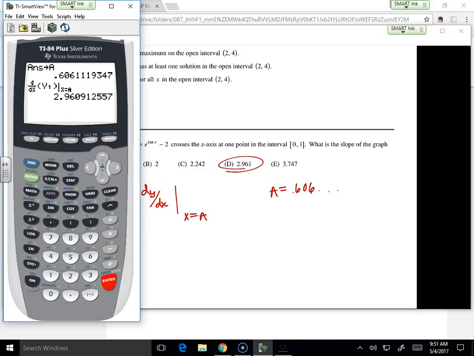Not too bad, we just have to be able to use our calculators and notice when they're asking for it. Katrina, why did you use 0.606? Because it said, what is the slope at the point when the graph crosses the x-axis? So I found the position of the 0, and found the derivative there. Does that make sense? Yeah. So it was all to do with what they were asking.